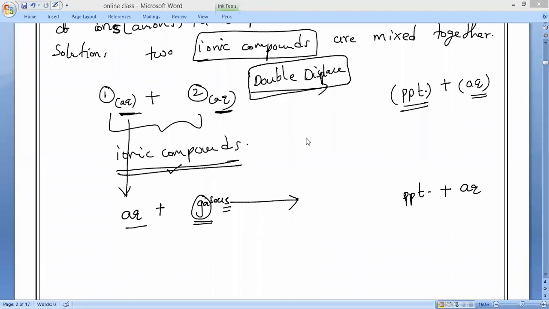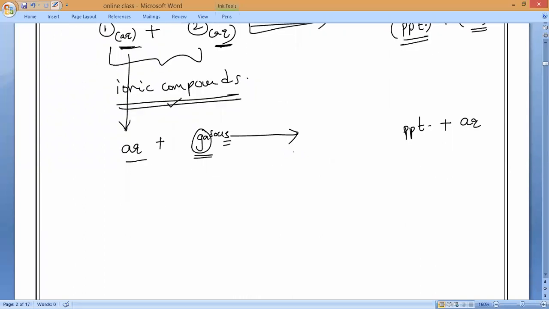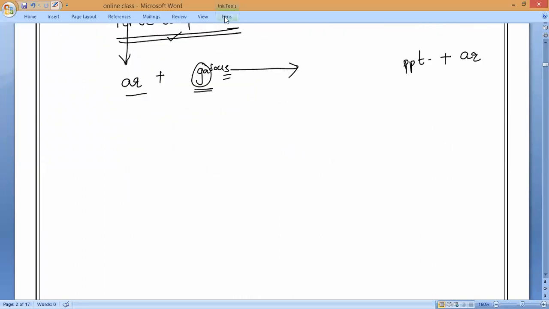Now let us study the double displacement reaction with many examples. Every example is high priority for your board examination because they will ask about colors only. So kindly concentrate on this. Very, very important. Still one or two students are missing, kindly make them join. So now let us come to the first example.